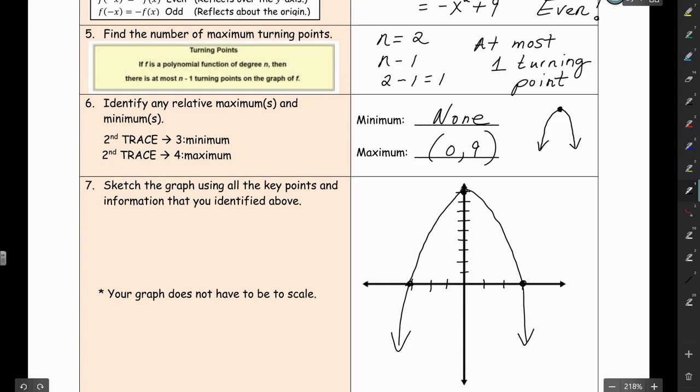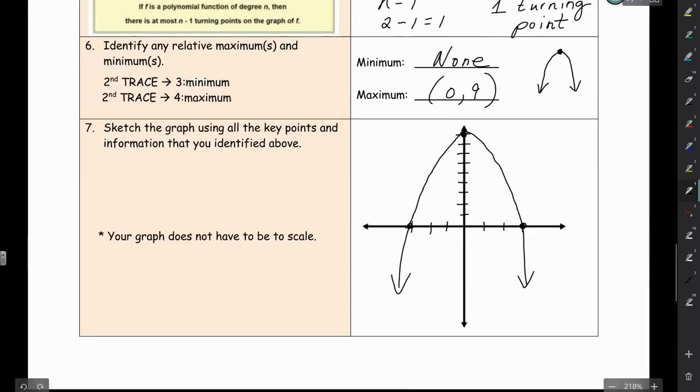And we can see that we've proven that we do have even symmetry, that we do reflect over the y-axis. We only have one turning point, and looks like we're good to go. Let's try number 3.